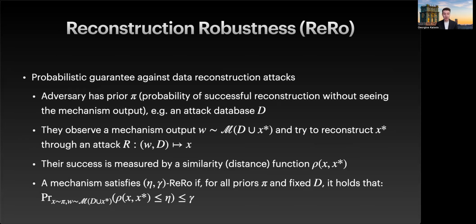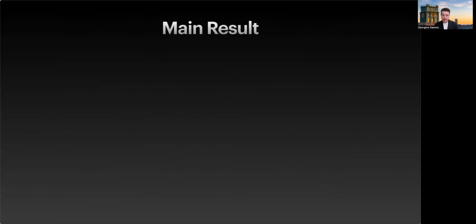So what ReRO does is it gives a probabilistic bound on this distance being small. Basically, it says that the probability of the distance between the candidate reconstruction and the actual point being small must be very low. That means that the probability of getting a good reconstruction should be very low. Let me show you our main result next.